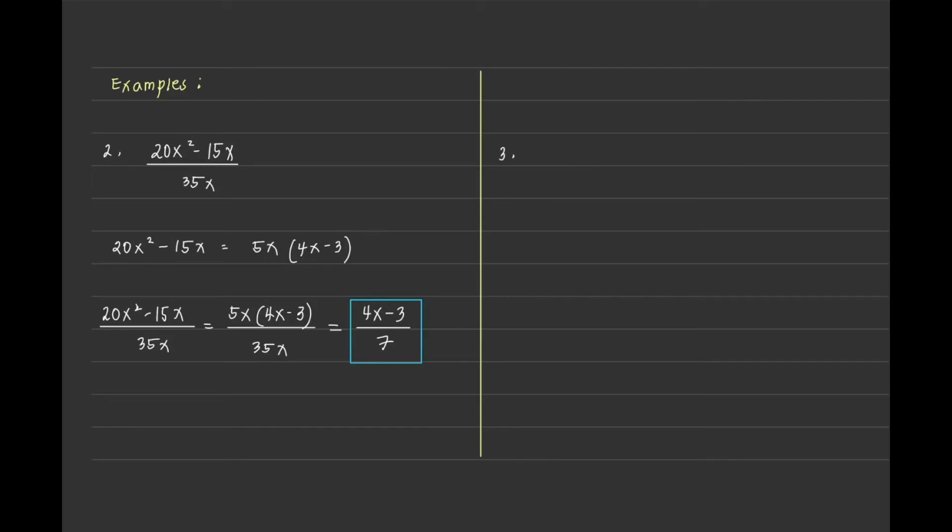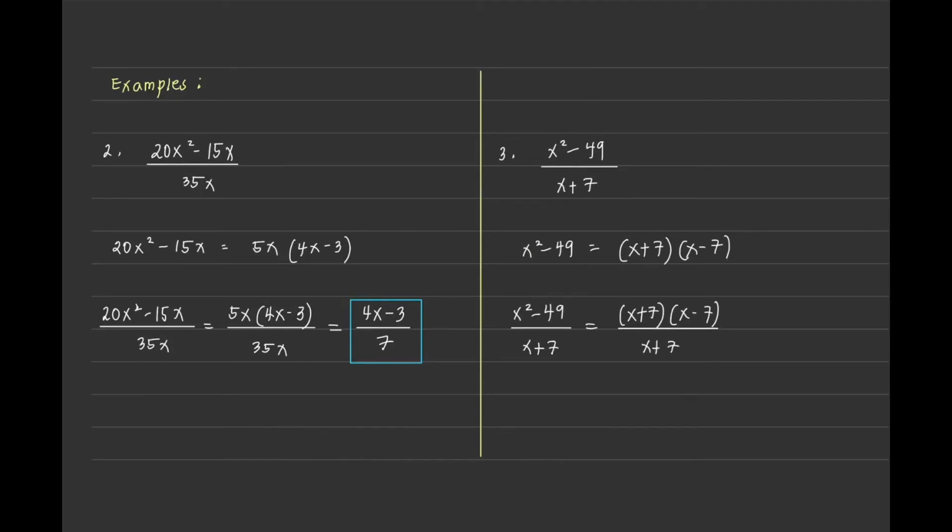Number 3. Reduce x^2 minus 49 all over x plus 7 to lowest terms. We factor the numerator and we get the quantity x plus 7 and the quantity x minus 7. And since one of the factors is the same as the denominator, we simply cancel them out, leaving us with the final answer, x minus 7. Here, please take note that whenever we are canceling out the same quantity, the expressions are not becoming equal to 0, but instead, they are becoming equal to 1.